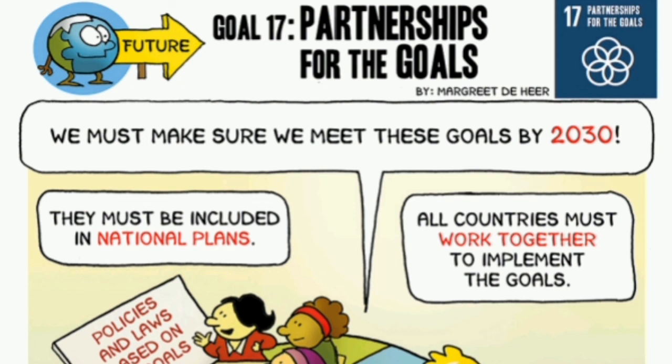17th is partnerships for the goals. We must make sure we meet these goals by 2030. They must be included in national plans, policies, and laws based on SDGs. All countries must work together to implement these goals.